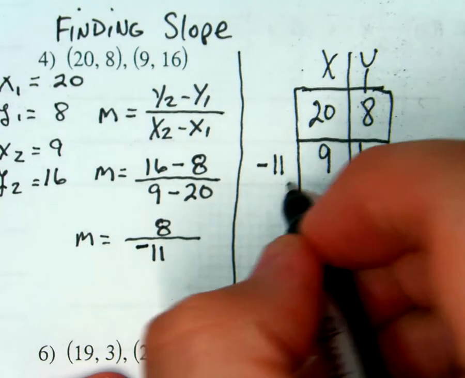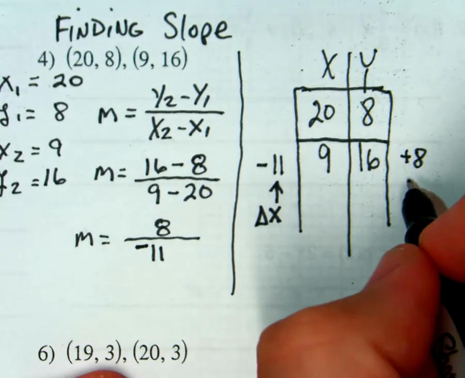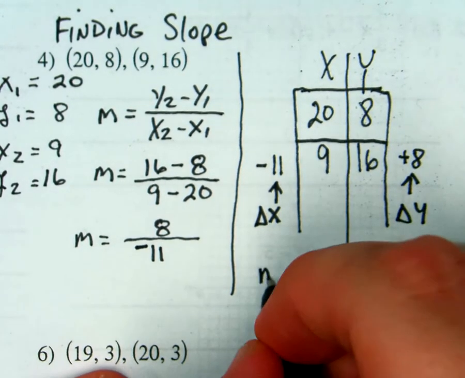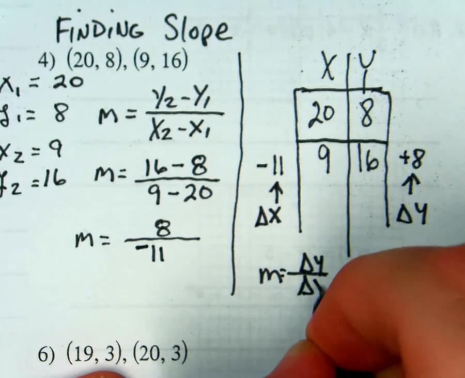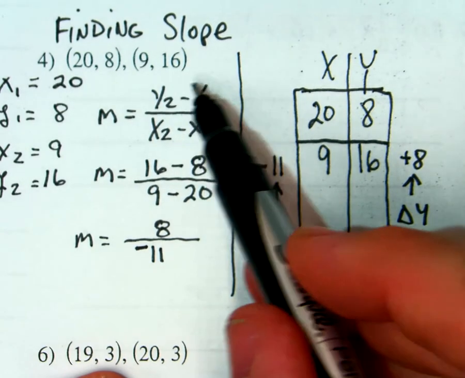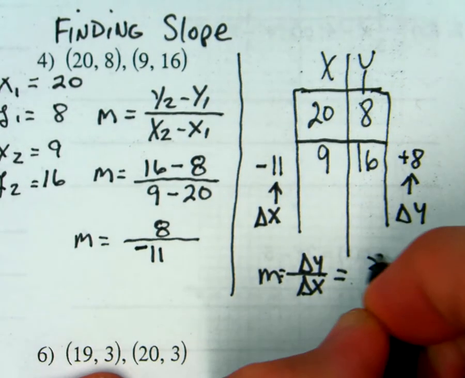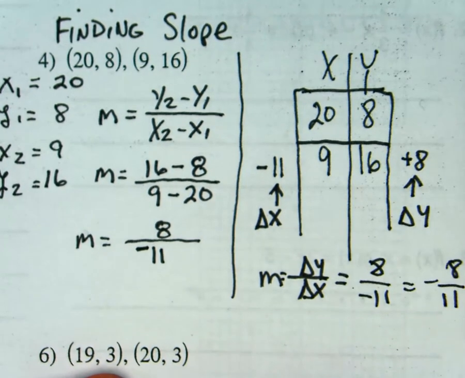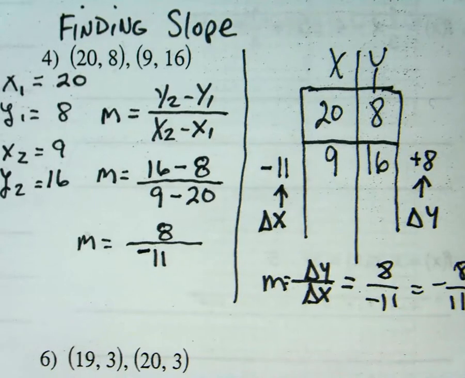Now, this value, the negative 11, is what I call a delta x, a change of x. This is my change of y. My slope is equal to delta y over delta x, change in y over the change in x, which is what we calculated up here. We will just put 8 over negative 11, which is negative 8 over 11. So we got our slope two different ways, got the exact same slope in both cases.